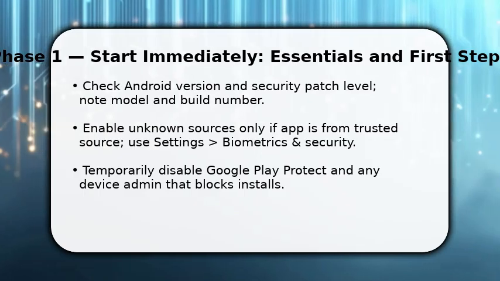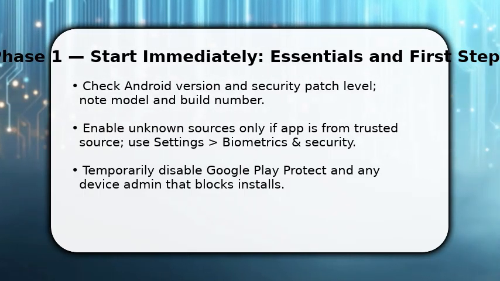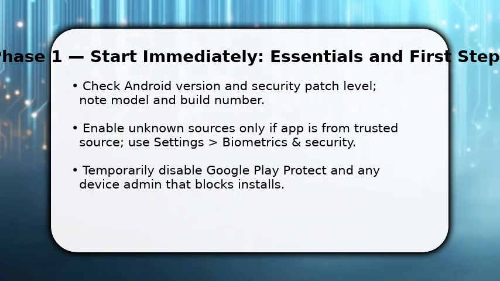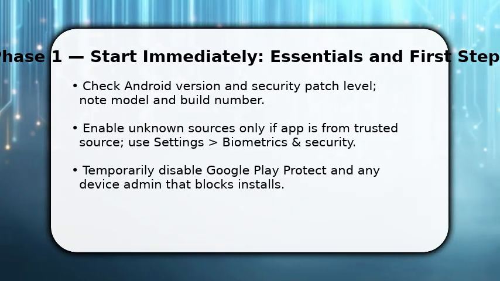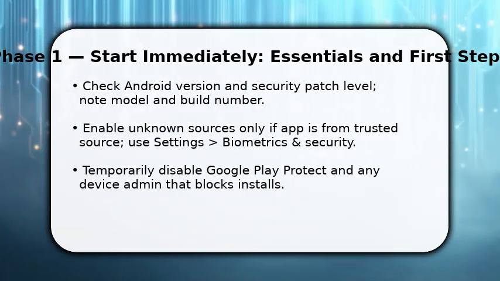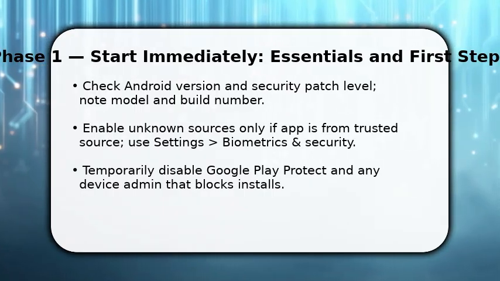Enjoy the video. You start by verifying basics so you don't waste time later. Check Android version and security patch, plus model and build number. This matters for OEM policies. Next, enable installation from that specific source under Settings, Biometrics, and Security. Do this only for trusted packages.